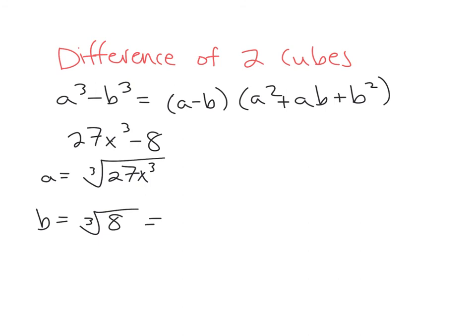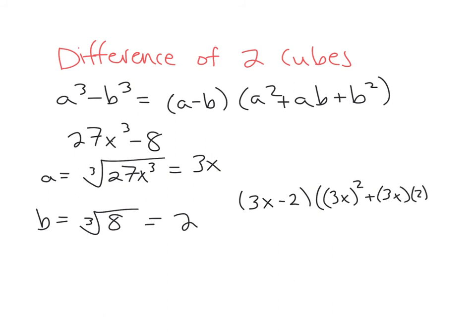Let's go ahead. We know the cube root of 8 is actually 2, because we did the factor tree a while back, and it breaks up into three 2s. And the cube root of 27 is 3. And then, of course, the cube root of x cubed is just x. So we're going to plug these values in. We have ourselves a 3x minus 2, and then we have our 3x squared plus 3x times 2, and then plus 2 squared.